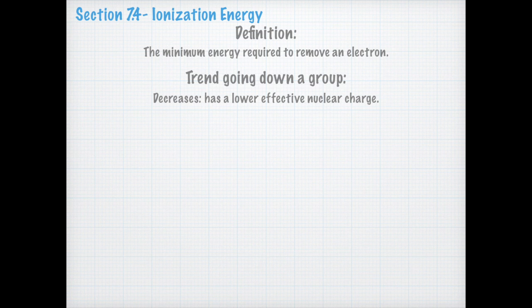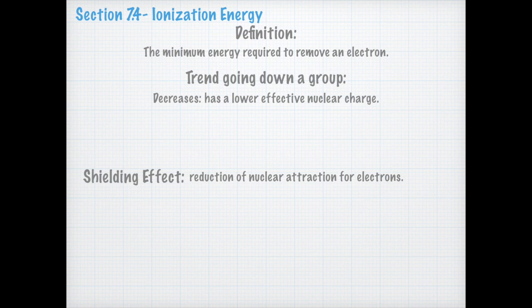Now, this phenomenon is called the shielding effect. And so the shielding effect is simply a reduction of nuclear attraction for the electrons.